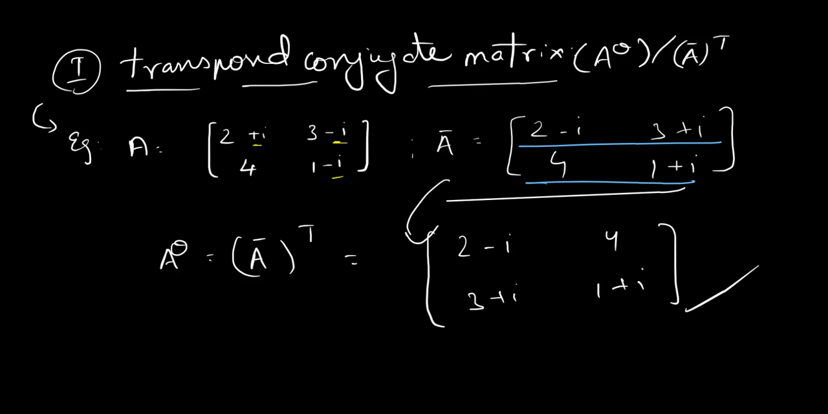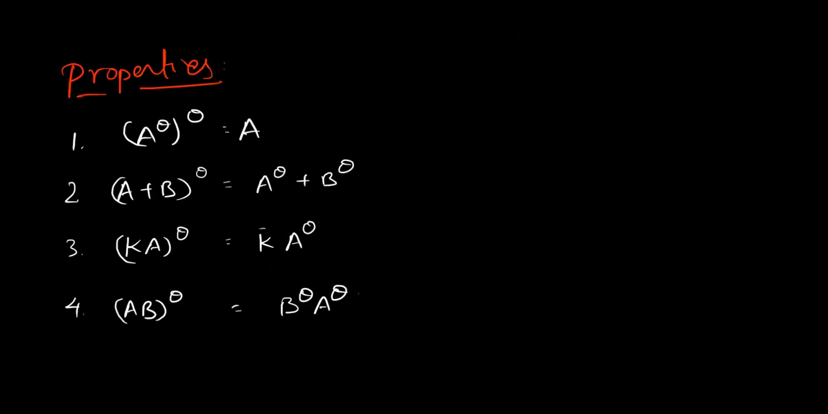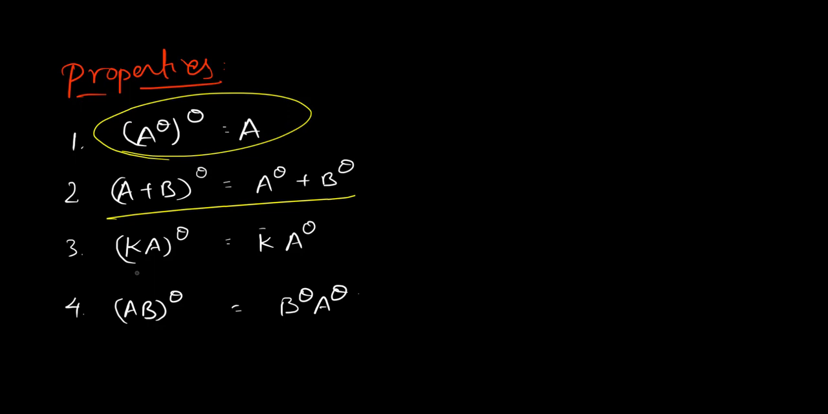Okay, so let us see what the properties behind this are. So these are the properties. A theta whole theta is going to be A, and A plus B whole theta is going to be A theta plus B theta. K A whole theta is going to be K bar into A theta, and AB whole theta is going to be B theta into A theta, the order is interchanged.